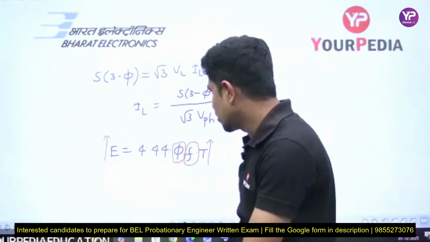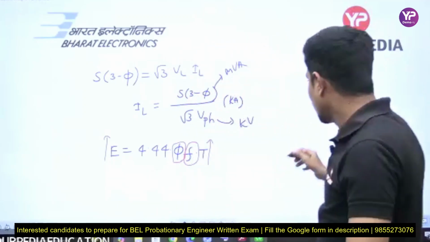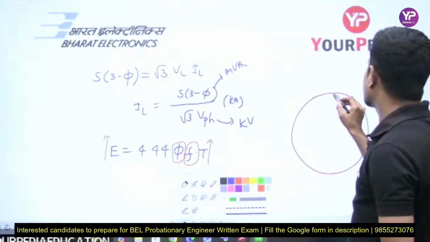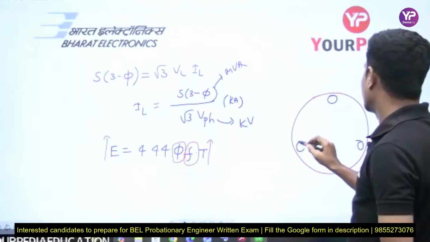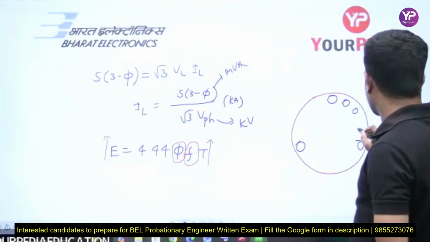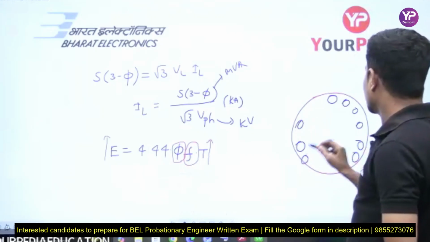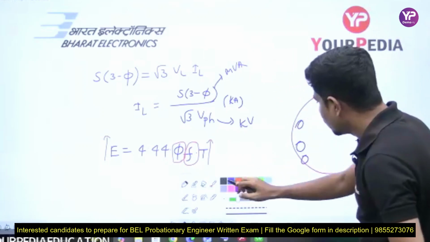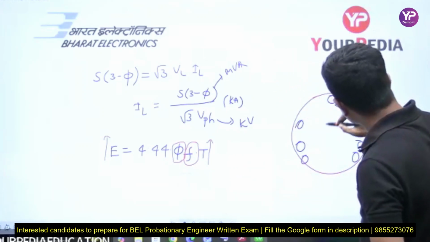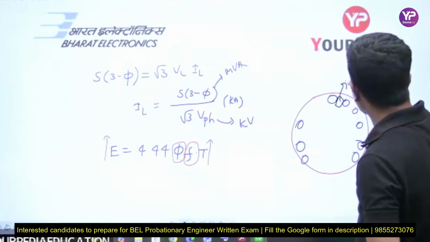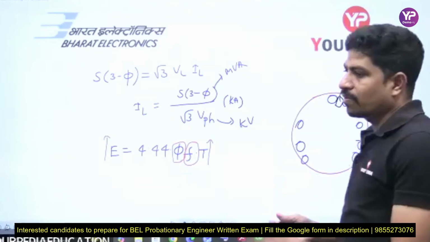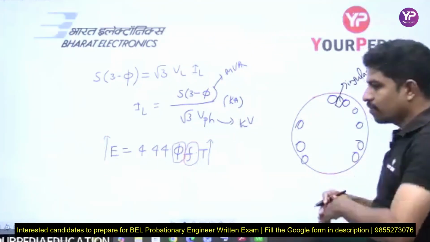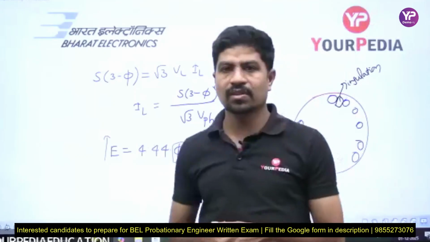The second disadvantage is, the more the voltage, the more insulation. Suppose this is a machine, just a rough sketch: this is phase A here, this is phase B, phase C, at 120 degrees. All this belongs to phase A, this belongs to phase B, this belongs to phase C. But between this conductor and this conductor, I have to keep insulation. As we go for higher and higher voltages, more insulation is required. Therefore, the size of the machine will increase.